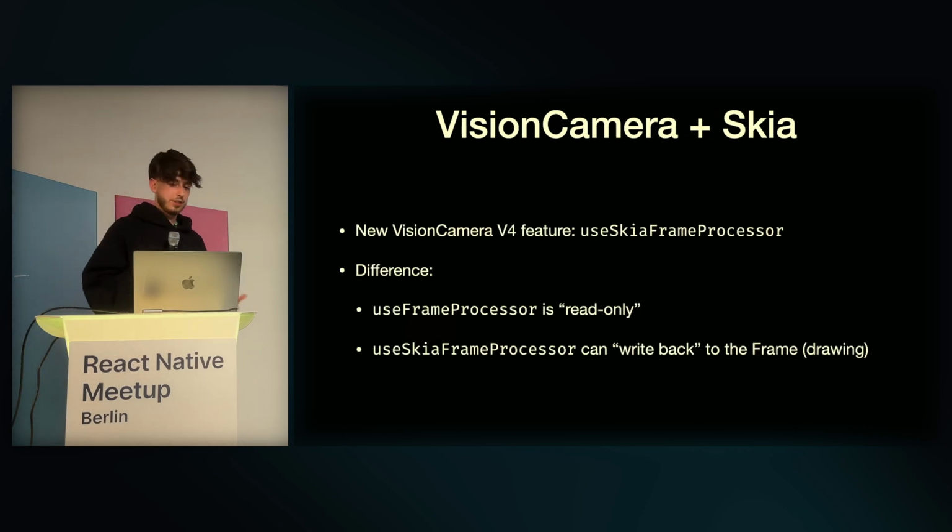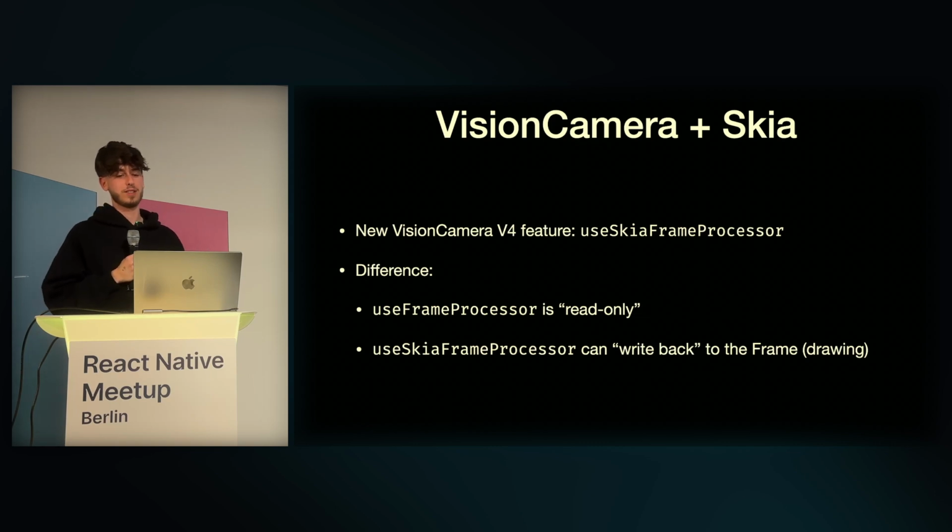Okay, so here comes the exciting part, which I'm building up to since the beginning of the talk now, and that's VisionCamera and Skia. So in VisionCamera v4, there's a new feature, which was released like 2 weeks ago, maybe. And this is the first time I'm talking about this. It's called Use Skia Frame Processor. The difference is, we saw Use Frame Processor before, but Use Frame Processor is read-only, as in you get your frame and you do whatever you want with it, but you cannot write anything back to the camera. Use Skia Frame Processor, however, can write back, in quotes, to the camera by drawing to the frame. So you can actually draw into the camera frame, and it's fully synchronous.